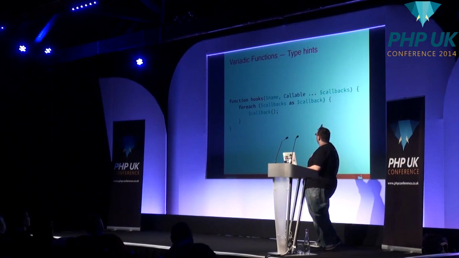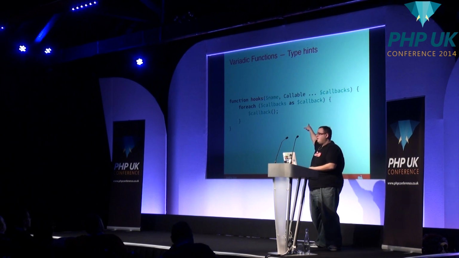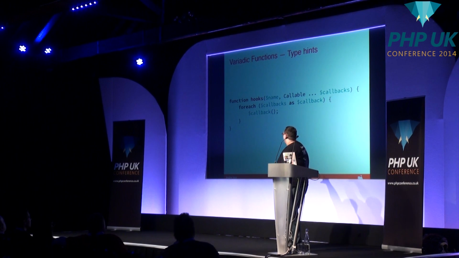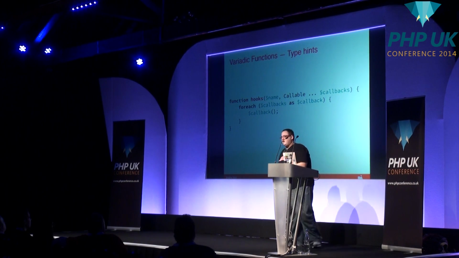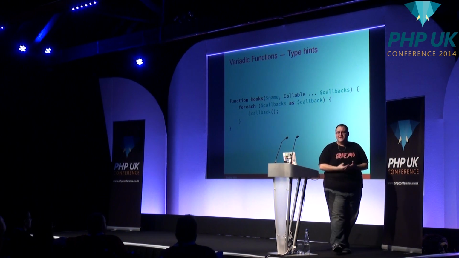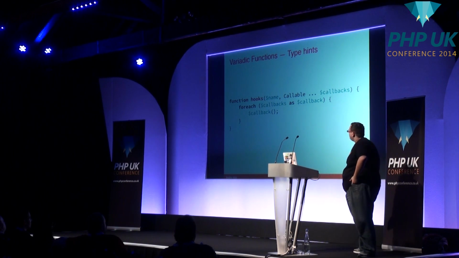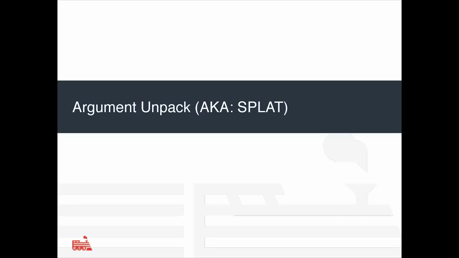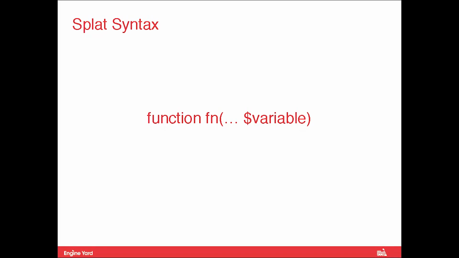But basically what that means is we know everything coming into this function other than the name is a callable, so we can use it as a callback immediately in our foreach. That means we don't have to validate every single argument, which is fantastic. So those are cool, but we also have argument unpacking, also known as splat. The syntax for this is the same, but we use it in a different place.